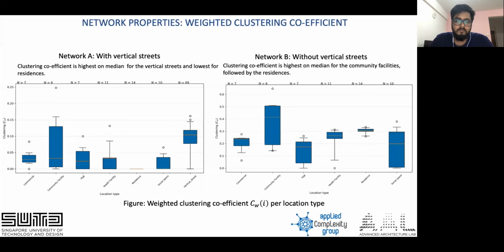The graph here shows the box plot of weighted clustering coefficient for different location types. In network A, the vertical streets are highly clustered together, while the residence has the lowest clustering. And in network B, the community facilities have the highest clustering coefficient, followed by the residence.